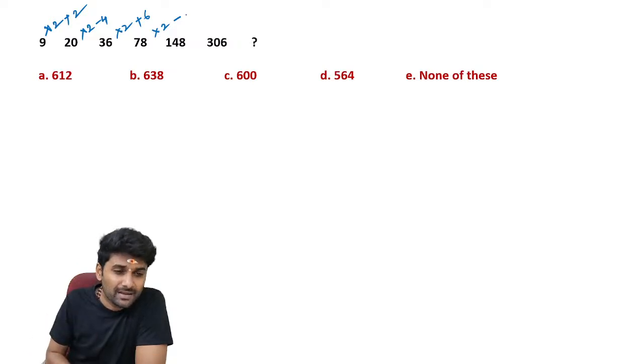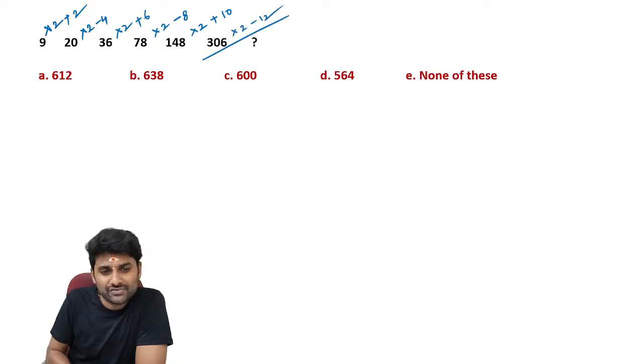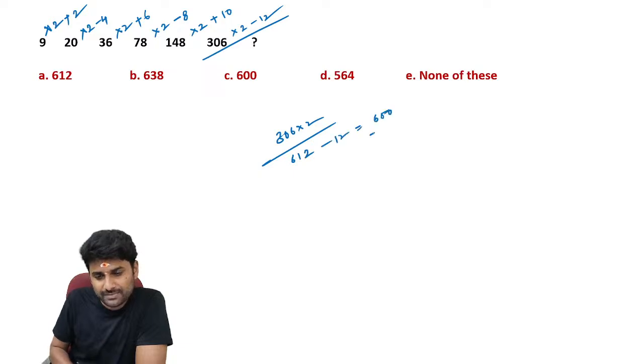156. So 156 minus 8. Again into 2, so definitely plus 10. Finally into 2, minus 12 is the correct answer. If 306 is multiplied by 2 it is 612, minus 12, then the resultant becomes 6.